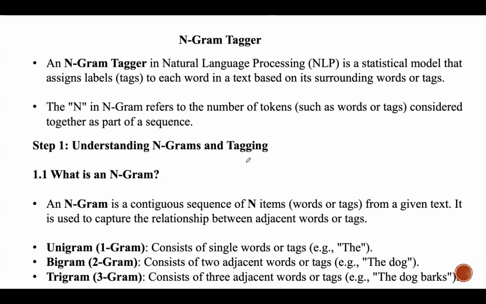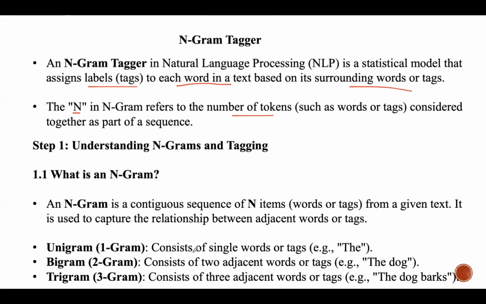In this lecture, let us discuss the Ngram Tagger, which is a statistical model that assigns labels or tags to each word in a text. That is done based on the surrounding words or tags. N in Ngram Tagger refers to the number of tokens, like words or tags, considered together as part of the sequence. An Ngram Tagger can be used for tasks like POS tagging, where the goal is to assign grammatical categories like noun, verb, adjective to words in a sentence based on the context.